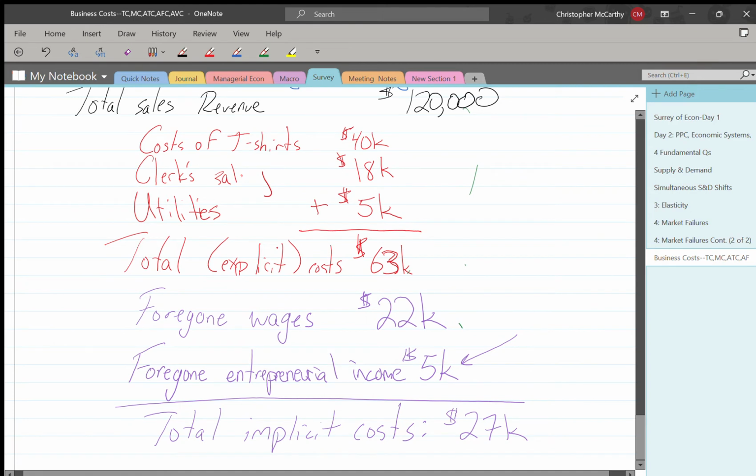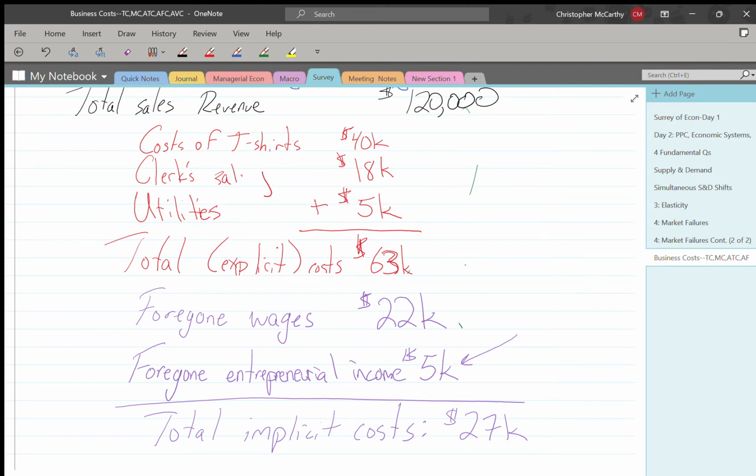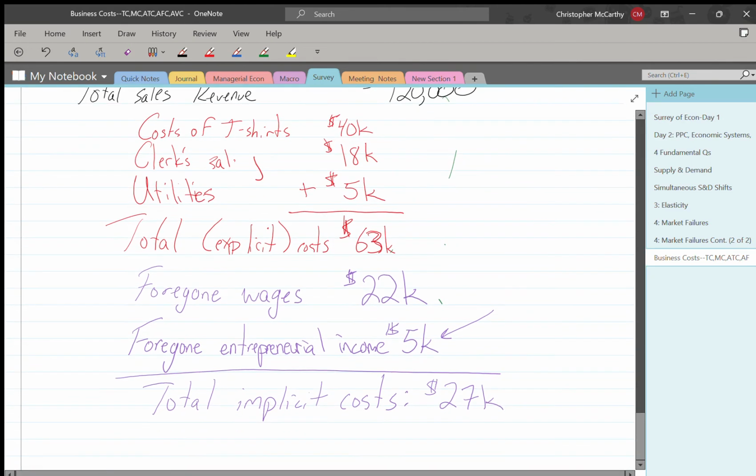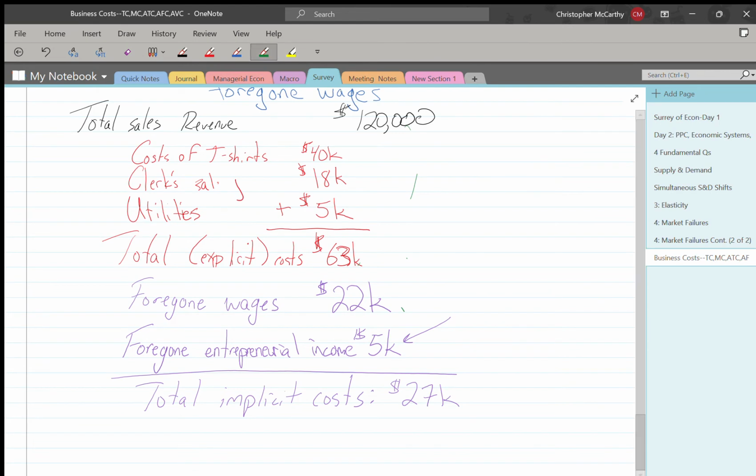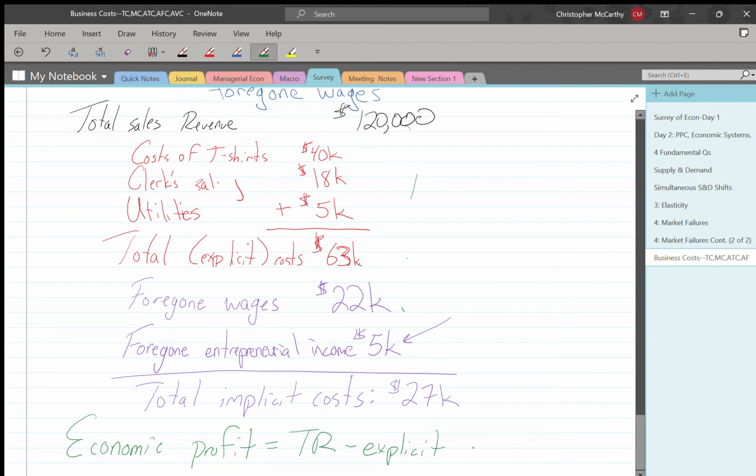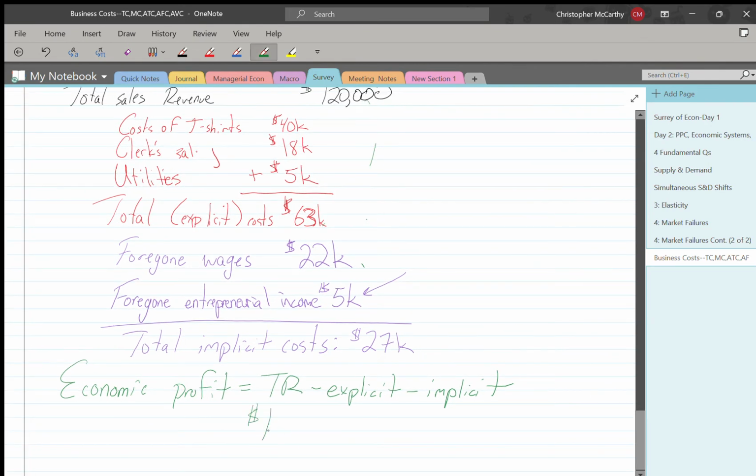And so now instead of getting $57,000, right, we're going to be subtracting my explicit and my implicit costs from my total revenue, and that's going to give me my economic profits. So it's equal to my total revenue minus my explicit minus my implicit. So it's 120,000 minus 63,000 minus 27,000. 27 plus 63 is 90,000. So we end up with 120 minus 90,000 is 30,000. So they're enjoying abnormal positive economic profits.